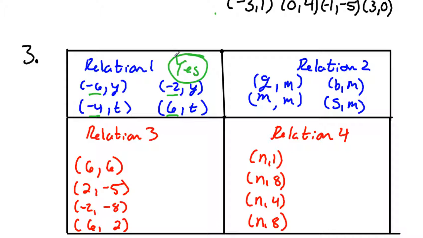And you really don't care about the range because the range is just the answers you get out of it. So all you're doing is just looking at the domain values. So this one you've got G, M, B, and S. They're all different. That one's good.